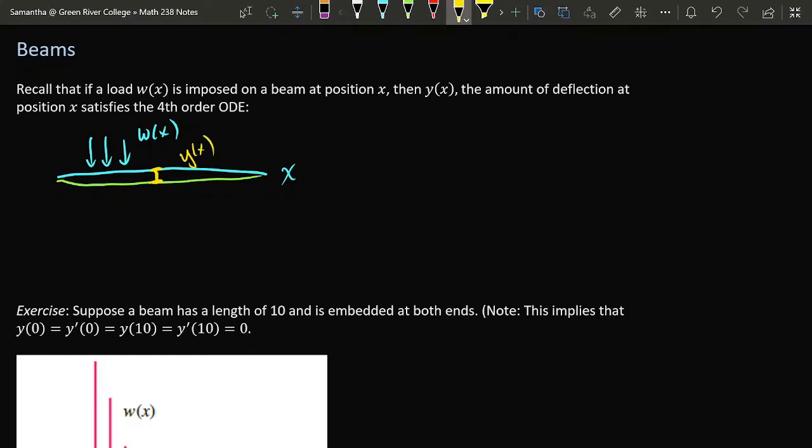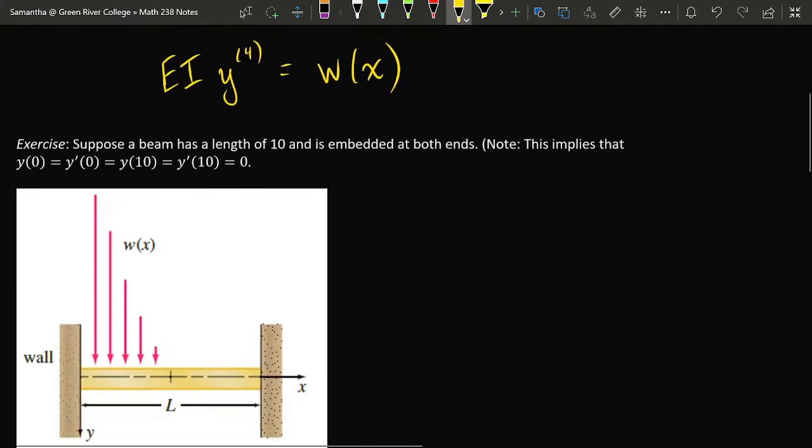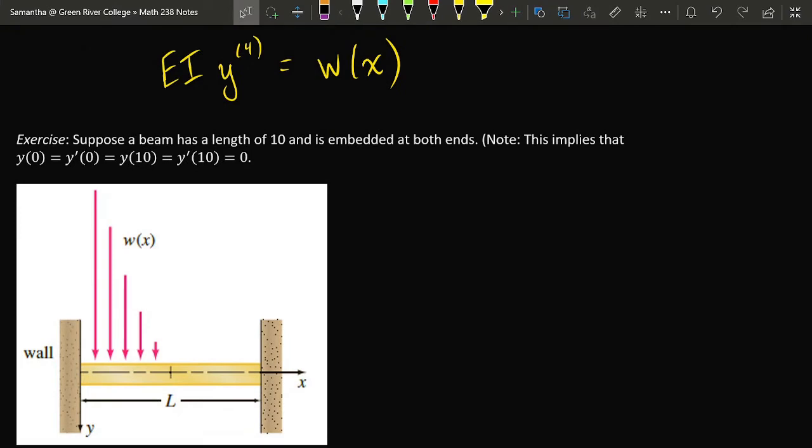And the deflection satisfies a fourth order ODE, with two constants called E and I, which depend on a lot of different factors, in particular factors concerned with the material of the beam. The fourth derivative of y is equal to the load at any given point x. Now let's use that differential equation in the following exercise.